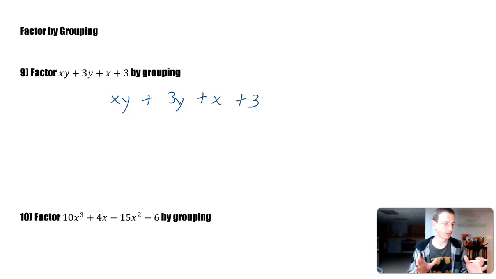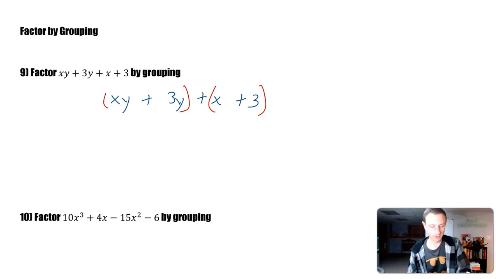So we want to group and then factor by grouping. We're going to group the first two, and then group the second two. You want to be careful here on how you write this out. I'm going to group these two terms here. Then we look at each parentheses, each group that we just put together, and factor to see if there's anything that we could factor out.